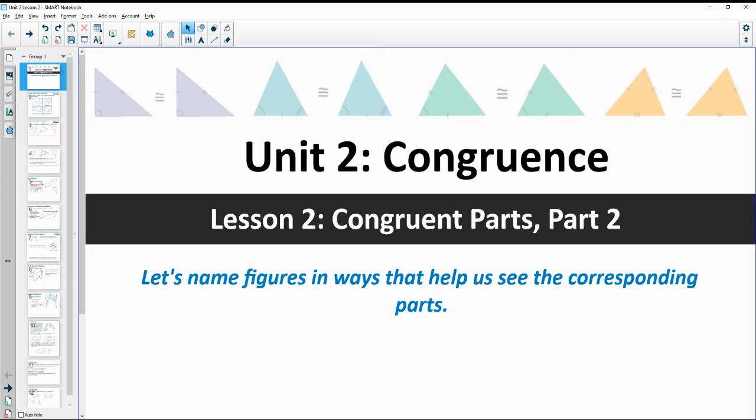In this video, we're going to look at Unit 2, Lesson 2, Congruent Parts, Part 2. And we are going to look at naming figures in ways to help us see the corresponding parts.